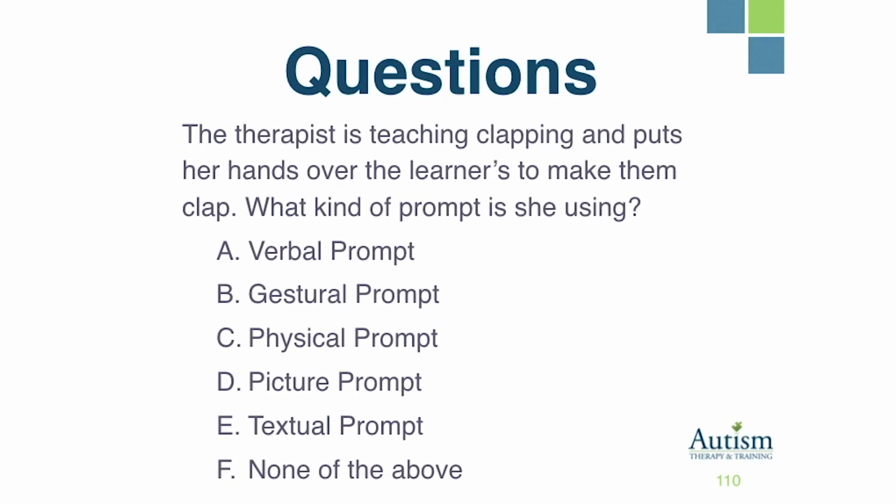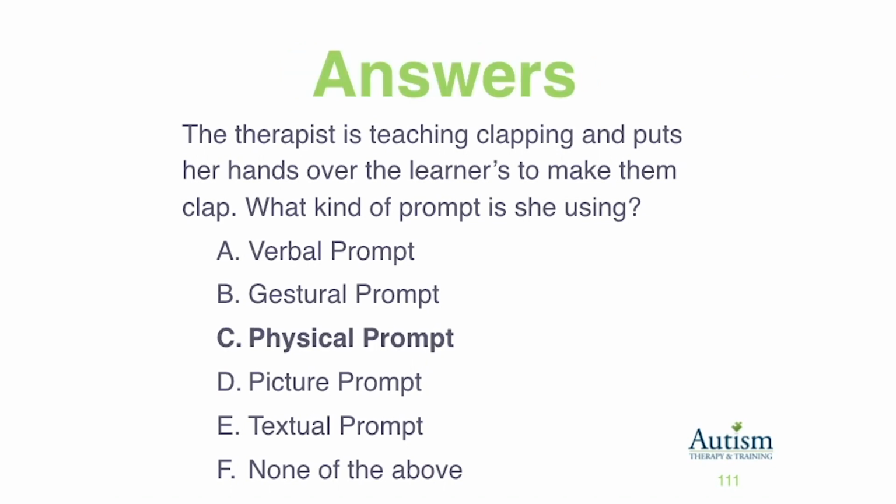The therapist is teaching clapping and puts her hands over the learner's to make them clap. What kind of prompt is she using? A. Verbal prompt. B. Gestural prompt. C. Physical prompt. D. Picture prompt. E. Textual prompt. F. None of the above. And the correct response is C. Physical prompt.